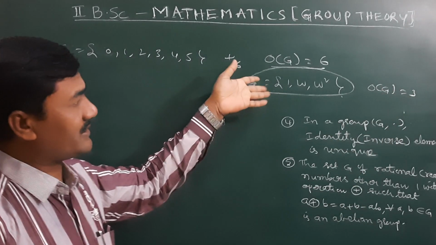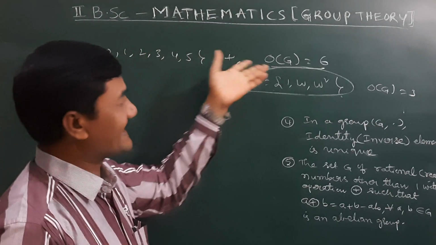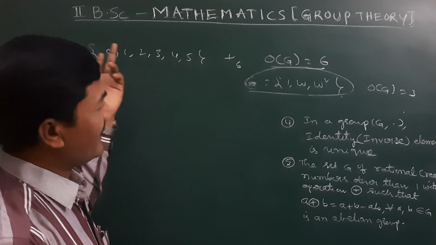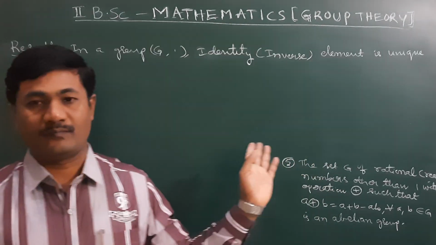We will discuss this in detail in further classes. Just now it is the order of a group and examples. So the order of a group means the number of elements in a group G.